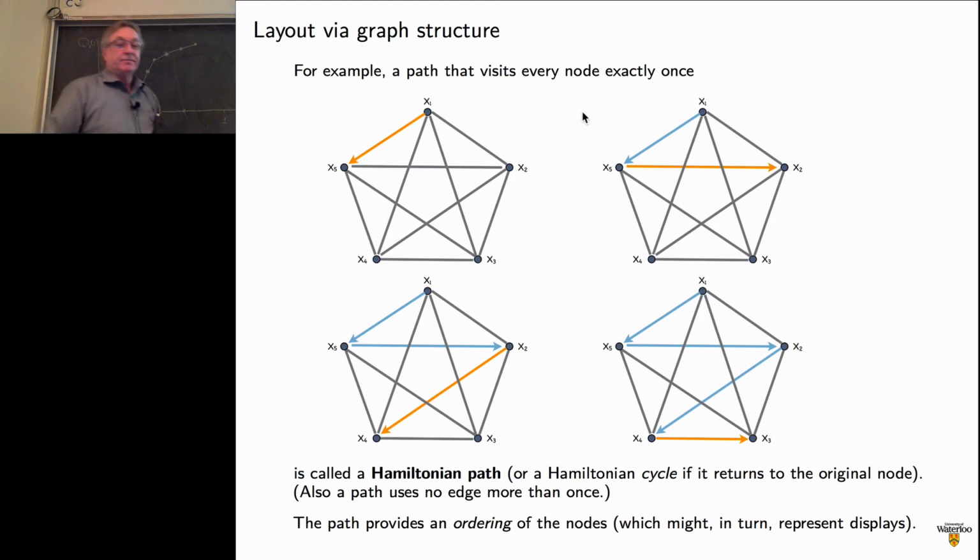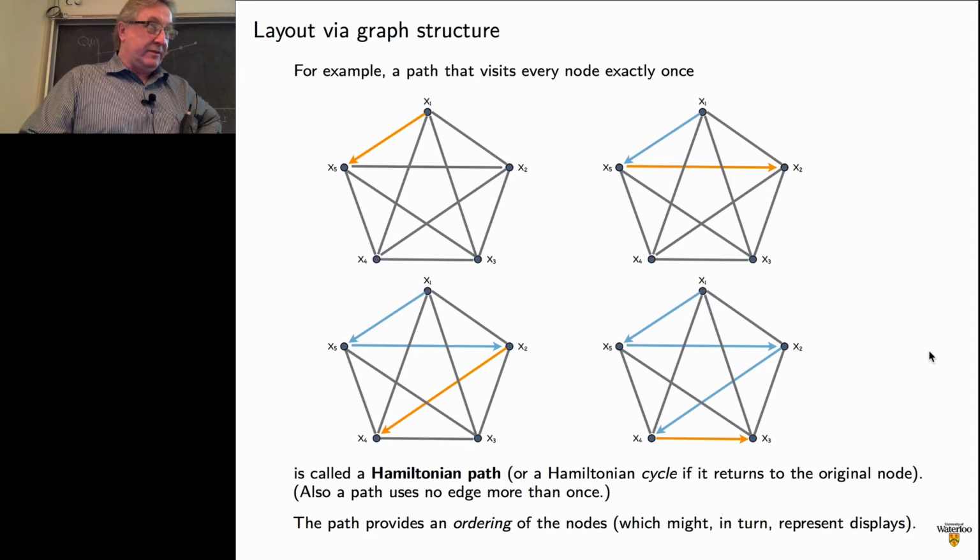So, for example, I could have a path that visits every node exactly once. Say starting at the top here, following down to the left from x1 to x5. Once I'm at x5, go to x2. Once I'm at x2, go down to x4 and go to x3 at the end. So this path now, this colored path, it visits every node. That's called the Hamiltonian path. Remember that from graph theory?